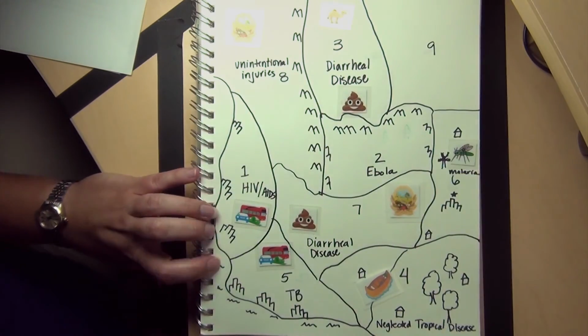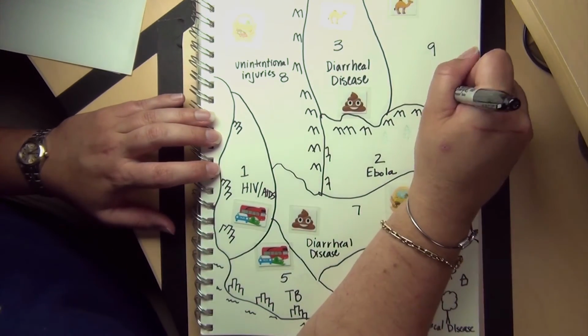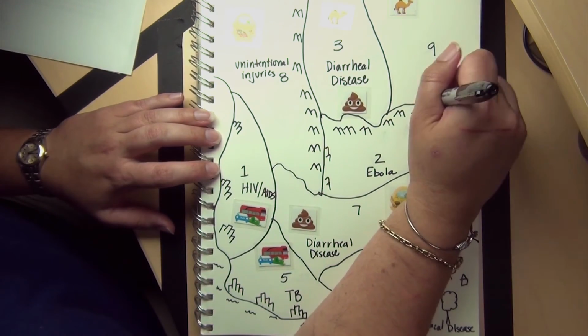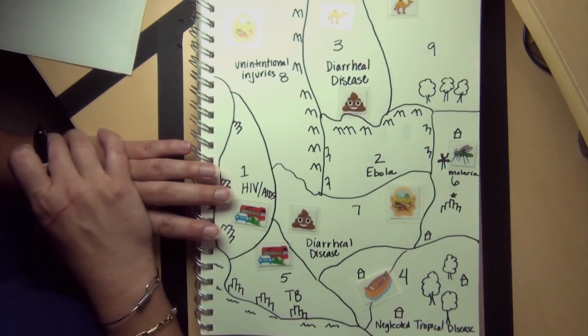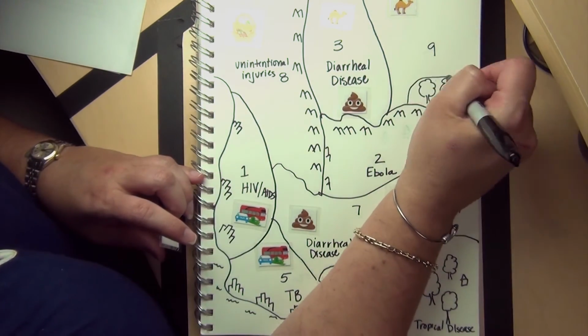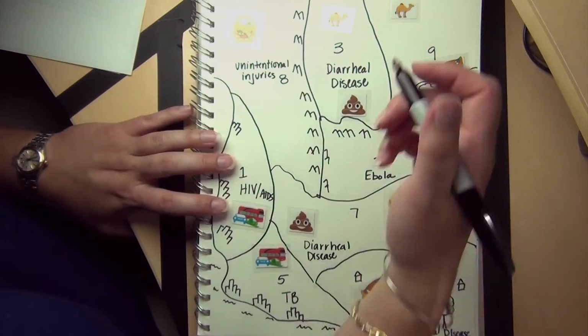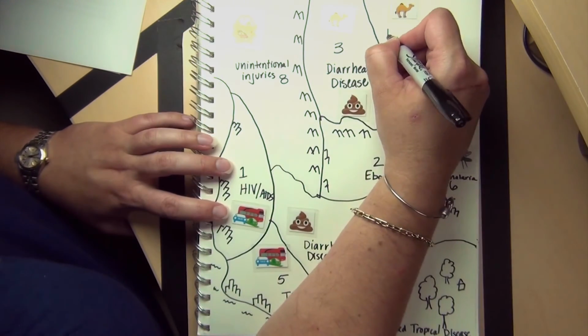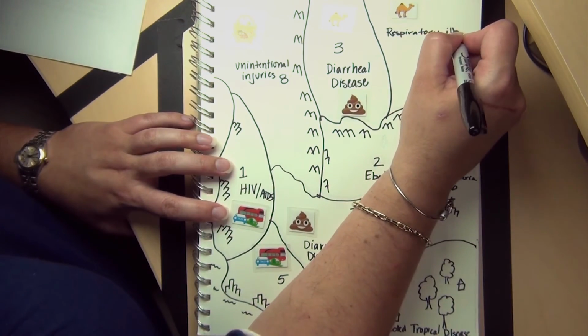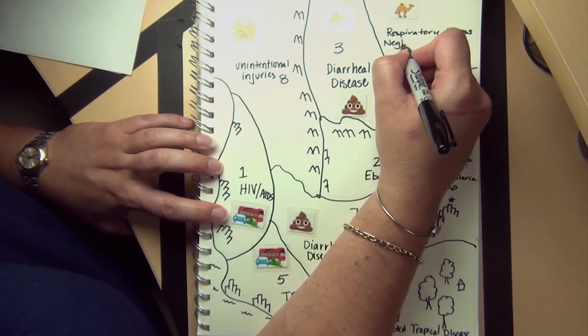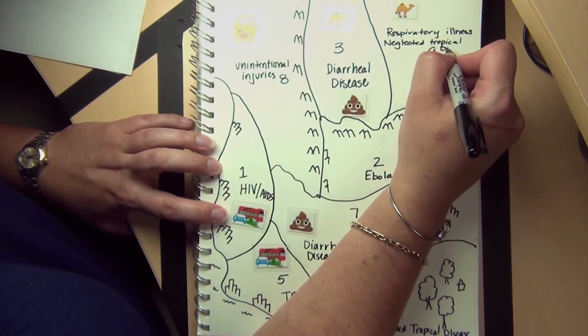Finally, country number 9. Country number 9 contains both desert and tropical rainforests, and both areas are sparsely populated. Travel in the desert is by camel, and in the rainforest is primarily by foot and canoe. The average yearly income is $700, and there are high rates of upper respiratory illnesses and neglected tropical diseases.